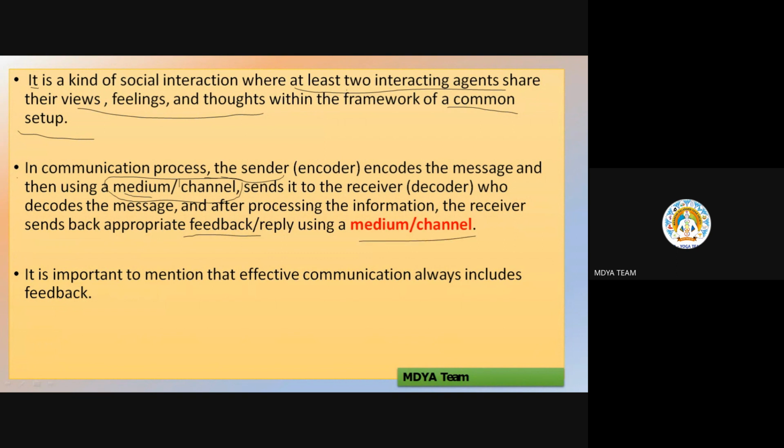It is important to mention that effective communication always includes feedback. Feedback is a very important part of the communication process, and without feedback, you cannot say that the communication is complete. For example, if right now I am communicating with you, and I'm not getting any response or feedback from you, then that's not effective communication. So feedback is a must.